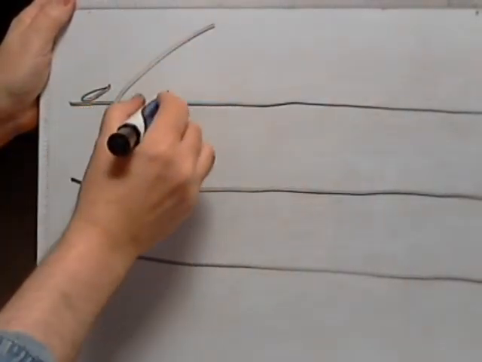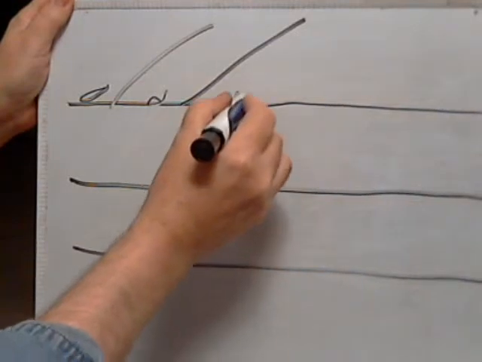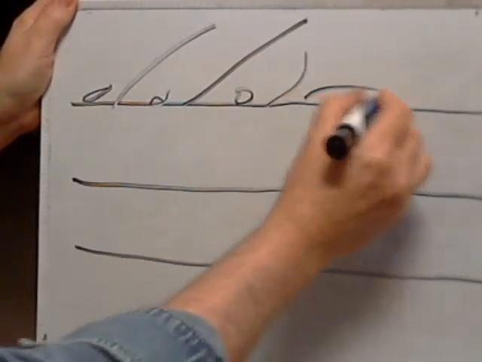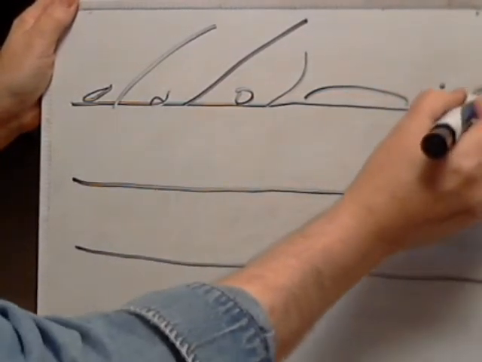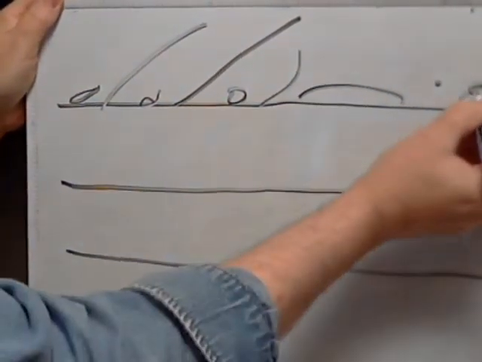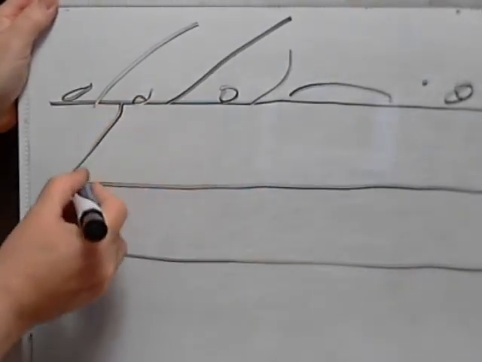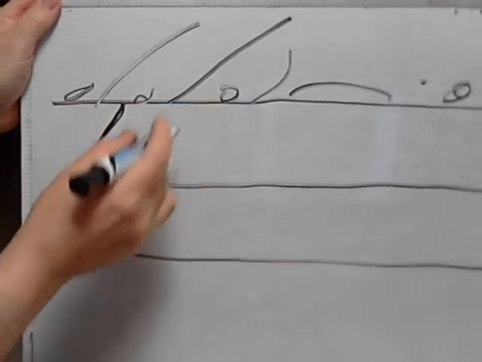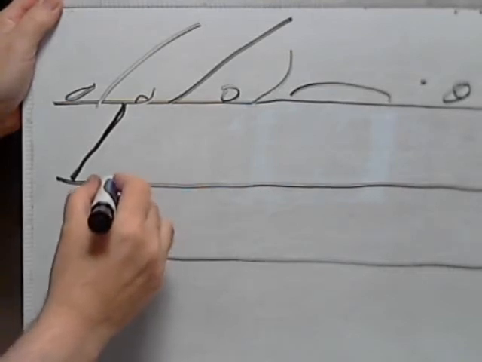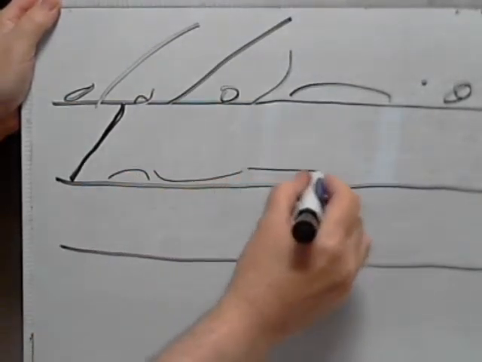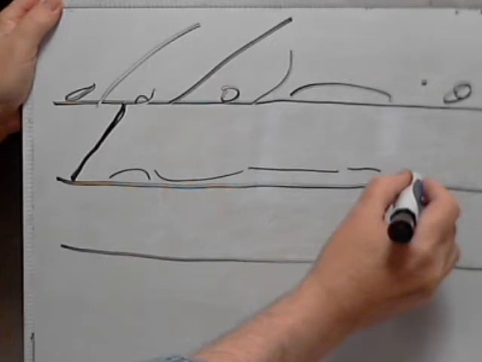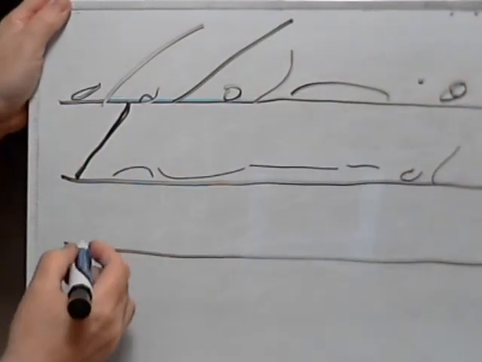A, B, C, D, E, F, G, H, I. I, J, now notice this J here, it looks like the D. The D I went up, the J I come down. J, K, L, M, N, O, P. Okay? Now, watch this.